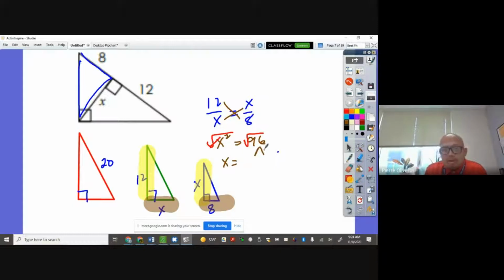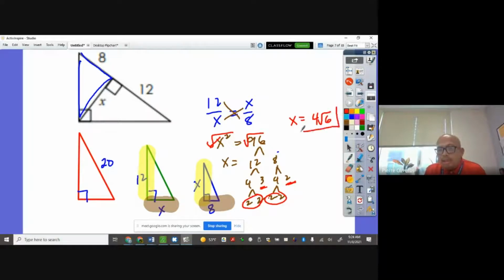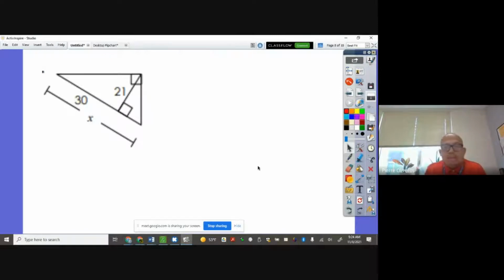So 96 is obviously divisible by 12 and 8 because you multiply 12 and 8. 12 is 4 and 3, and 4 is 2 and 2. 8 is 4 and 2, and then this is 2 and 2. Using prime factorization, I break it down to 2, 2, 3, 2, 2, 2. So I have 2 pairs, 2 sets of 2, so a 4 will come out as the value of x. And there's a 3 and 2 left inside here, which will be 6. So that's the answer, 4 square root of 6. Very easy, right? All right, let's do it one more time.